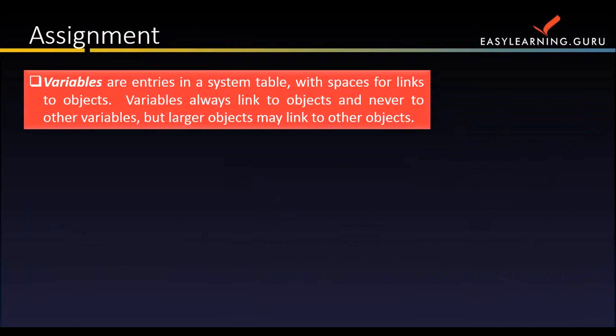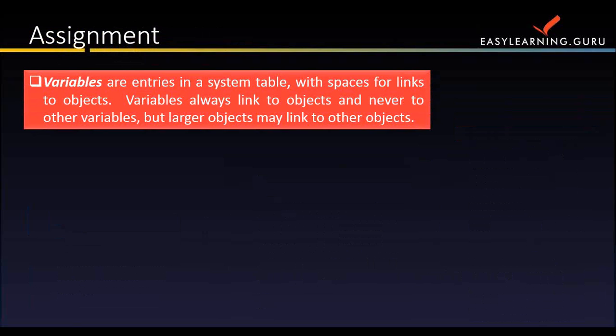Moving ahead, we have the assignment. Now let's have a look at the assignment of variables. First of all, the variables used. Variables are entries in the system table with spaces for the link to your object. A variable always links to an object and never to other variables. But larger objects may link to other objects. This concept will become clearer when you study the various data types of objects that Python has.